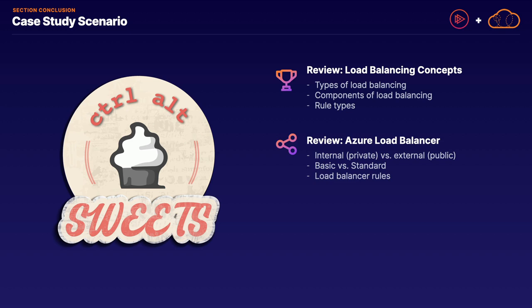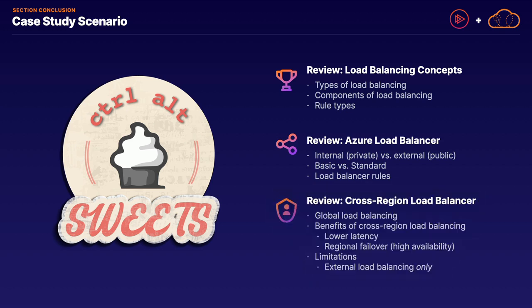And then we're going to review also the cross-region load balancing, providing us that global load balancing, as we remember from our demonstration, and the benefits that cross-region load balancing provides, like lower latency, regional failover for highly available load balancing solutions across the globe, and then some of the limitations that it has, such as that you can only use it for external load balancing and not private load balancing. So now that we've covered all those items we'll look at in review of our case study scenario, let's actually take a look at what we have here.